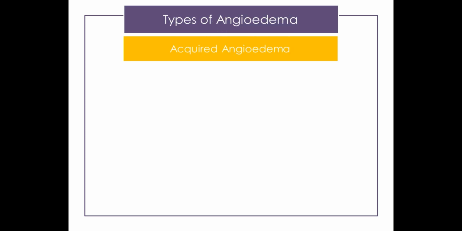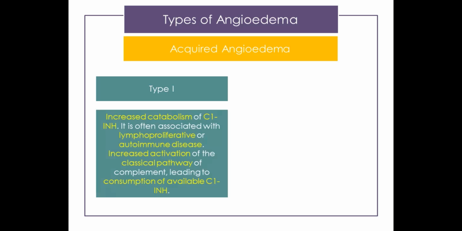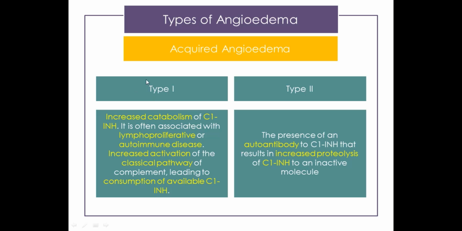The other type of angioedema is acquired angioedema, and it has two types. The first one is about having autoimmune diseases, and this is the one that often happens. It's about having lymphoproliferative or autoimmune diseases that will increase the catabolism of this enzyme. The other type is about having auto-antibodies against it. So the antibodies will go to that enzyme and they will do proteolysis to it.